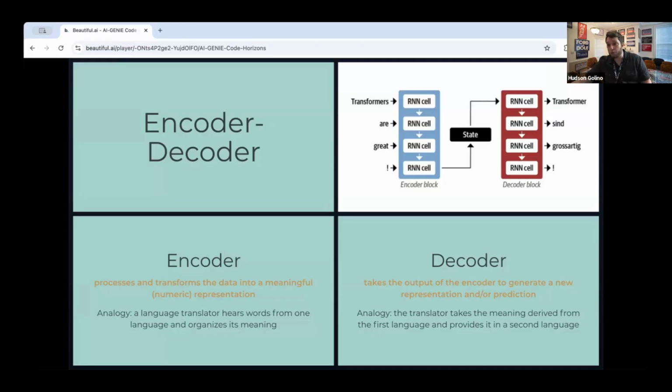And then we have decoder blocks. The decoder blocks take the outputs of the encoder blocks and generate new representations or new predictions. For example, in our analogy, we have the encoder taking the Portuguese words, understanding the meaning, representing the meaning, and then giving this meaning to the decoder. The decoder is going to take the meaning derived from Portuguese and provide the same meaning in English.